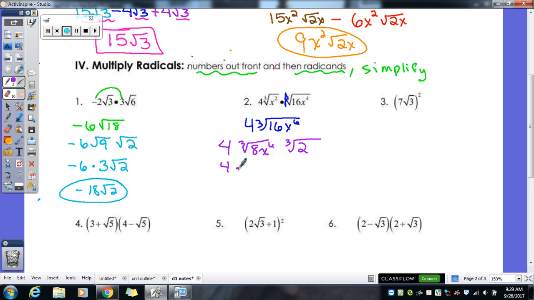So I'm going to keep my 4 out in front. The cube root of 8 is a 2. Again, divide your exponent by 3, so that becomes x squared. And then we still have our cube root of 2 there. So now just multiplying your stuff out in front, 4 times the 2. We get 8x squared cube root of 2 as our final answer.